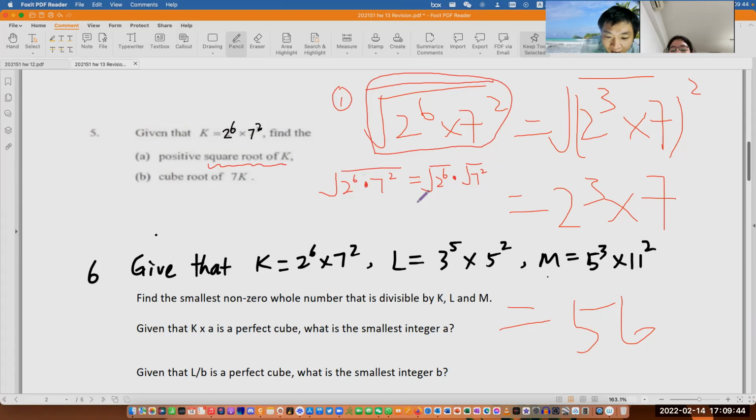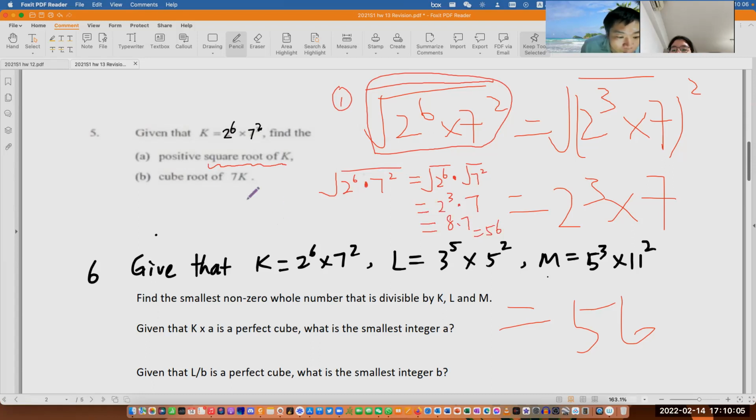And then over here, you will get 2 to the power of 3 if you use your calculator. And then you get 7. And after that is 8 times 7, and then you have 56. Okay, so this is the answer. And by the way, they want the positive square root. Okay, they want the positive square root.